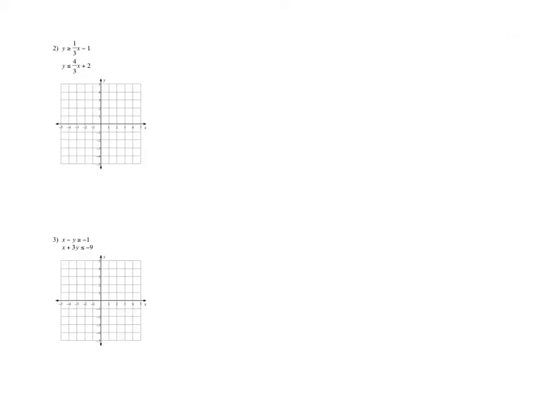Number 2 is just like number 1 because they're both already set equal for y, and you just plot the y-intercept and the slope. Both of these would have solid lines because they're greater than or equal to or less than or equal to.